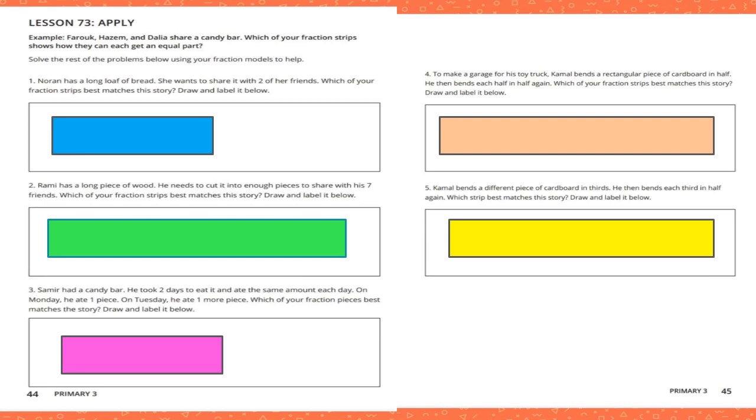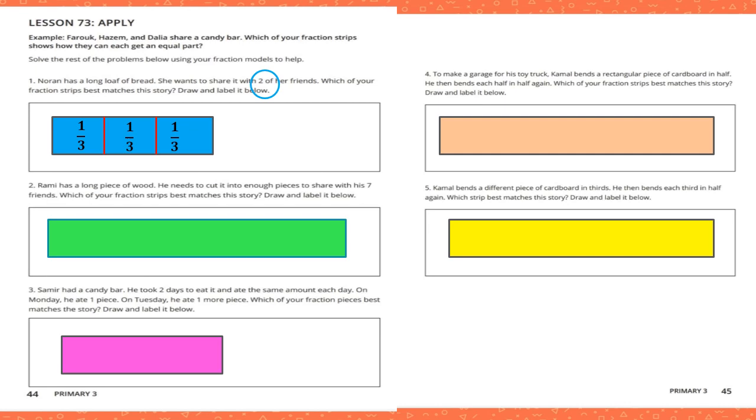So we have 3 persons here. Nuran and 2 friends. So we will cut it into how many parts? 3 parts. Because we have 3 persons. And each person will take 1 over 3. She will take 1 part from 3 parts. So it will be 1 out of 3 or 1 over 3 or 1/3.